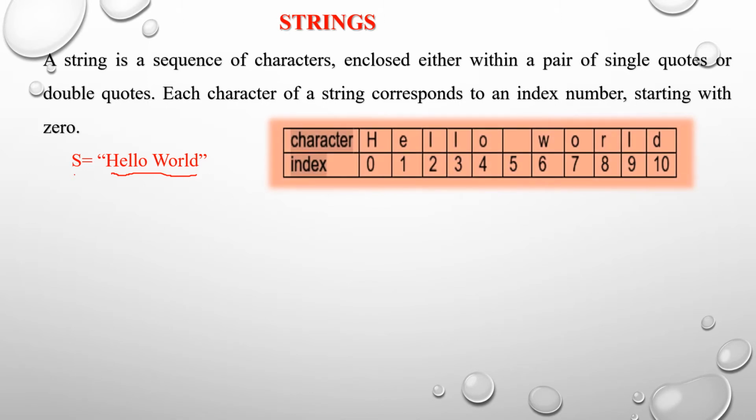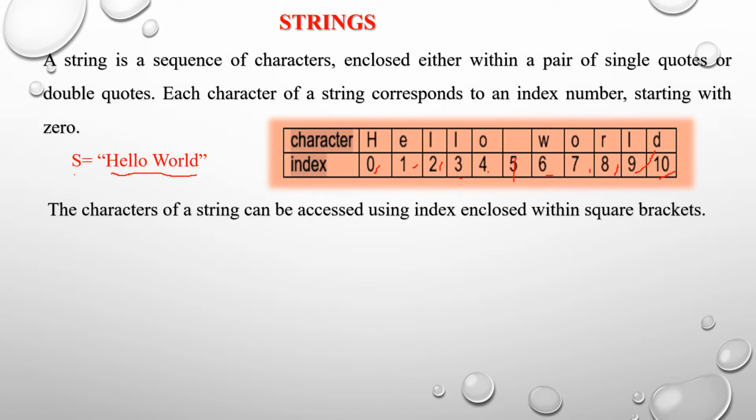In this sentence, the characters are H E L L O, space, W O R L D. These are the characters of this string. The indexes are: H index is 0, the next character index is 1, next is 2, next is 3, 4, and the space index is 5. W index is 6, next is 7, R index is 8, L index is 9, and D index is 10.